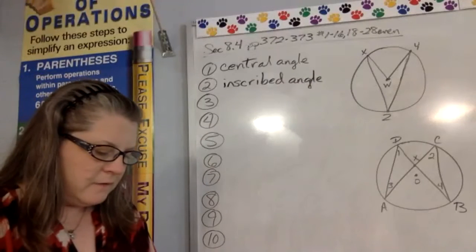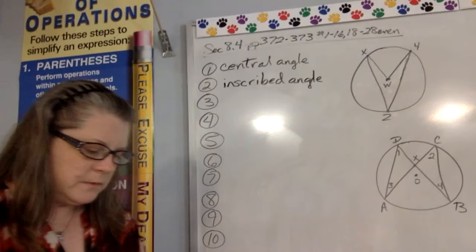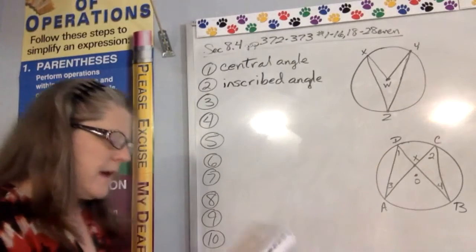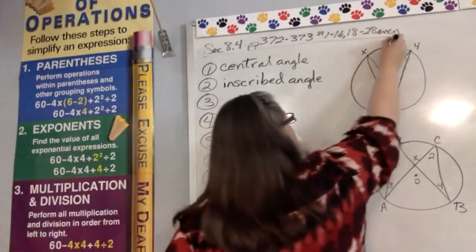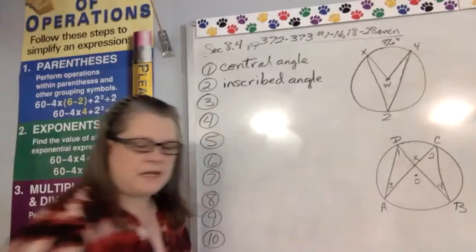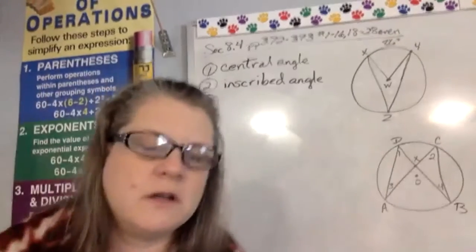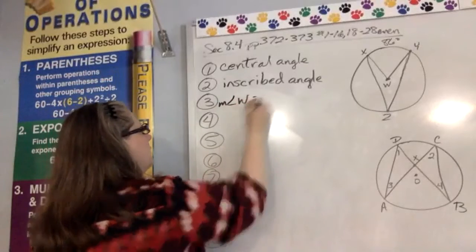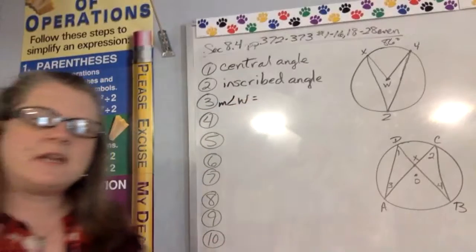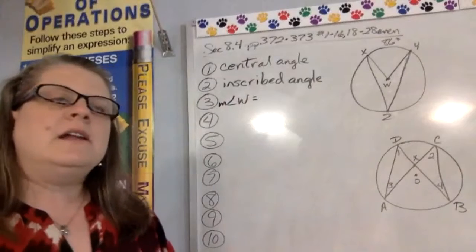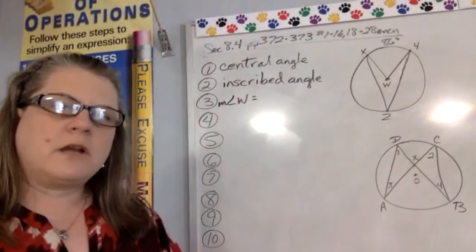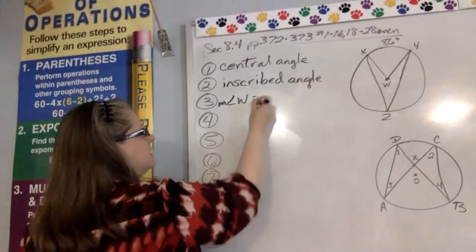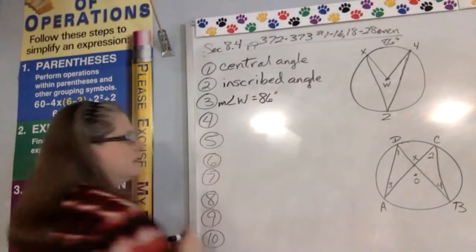Number 3, find the measure of angle W and the measure of angle Z if arc XY is equal to 86 degrees. So if this is 86 degrees, we're going to find the measure of angle W and the measure of angle Z. Now, the measure of angle W is what we did yesterday. It was a central angle. The angle and its arc are equal to each other or congruent, the same measure. So if the arc is 86, the central angle is 86 degrees.